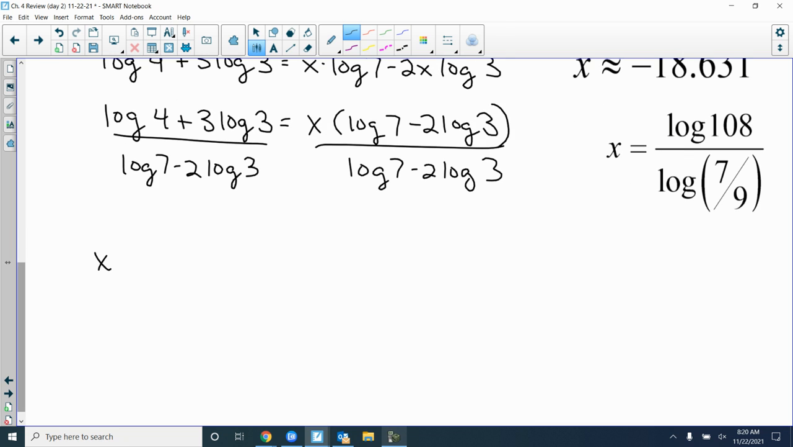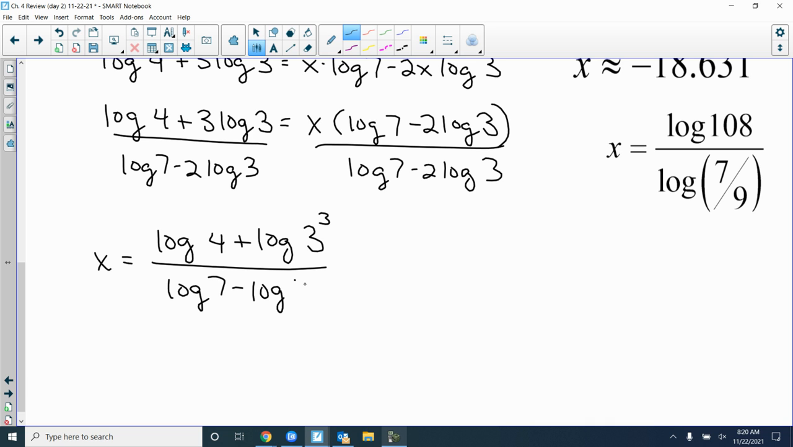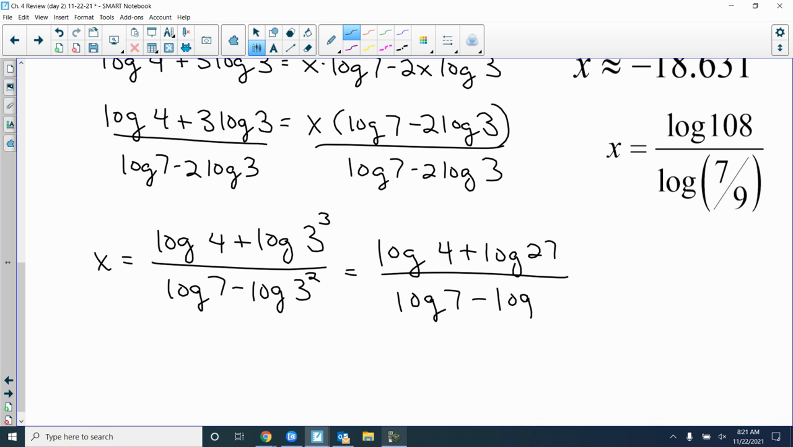So for this first one, I got x equals, let me just take anything that is a coefficient out in front and make it a power. So this 3 will become a power here. That becomes log of 7 minus log of 3 squared. Okay, this 2 becomes a power. So when you condense it, exact form, a single log on top, single log on bottom. So this becomes log of 4, plus log of 27 over log of 7 minus log of 9. So I took those to the power.